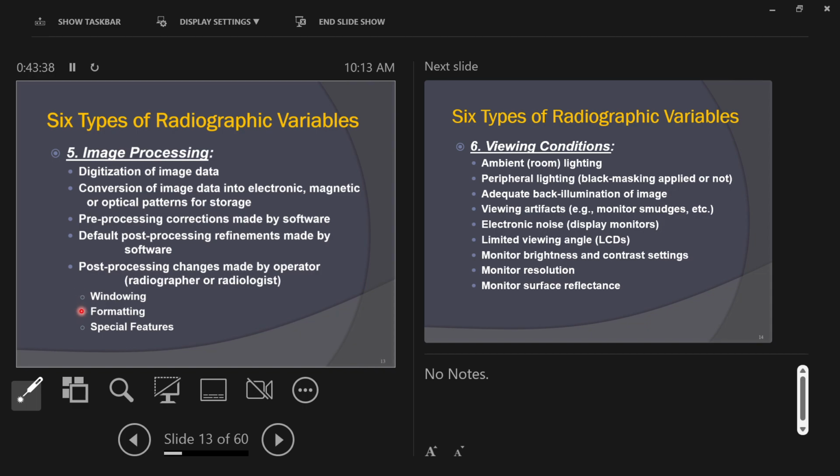All right. Lastly, image formatting special features. These are all categories of things that are involved in image processing. We'll spend a lot of time with that in digital, so less time here.